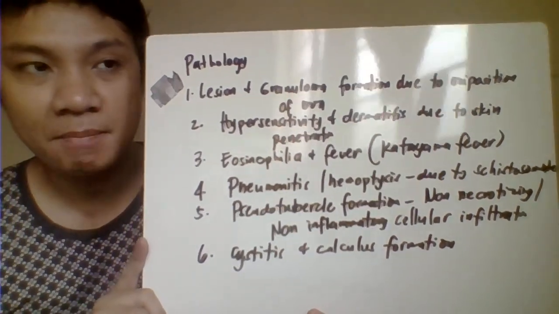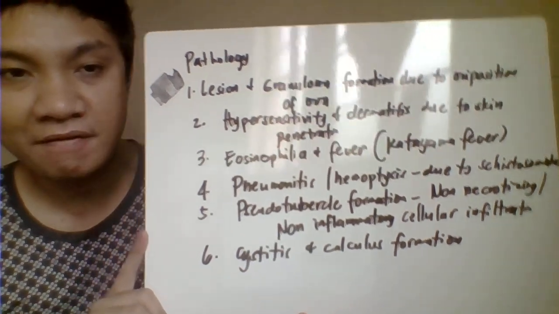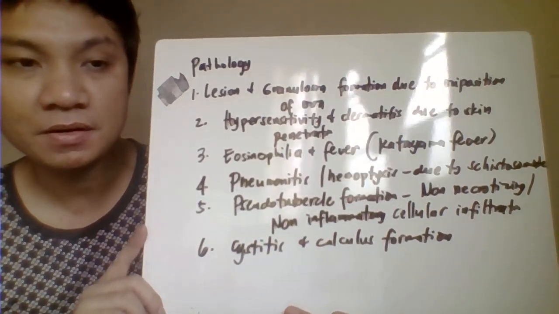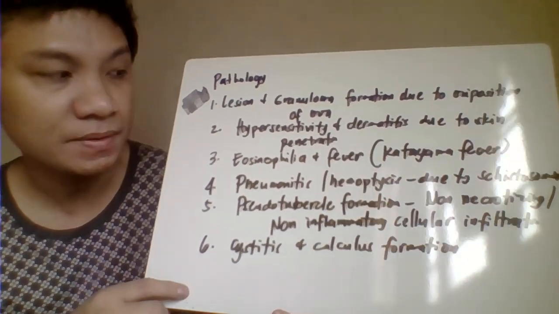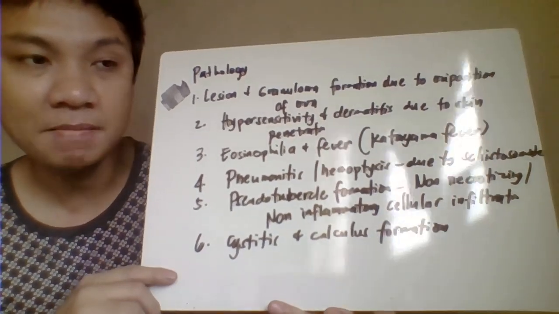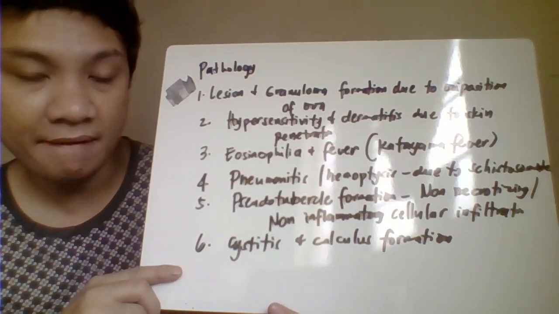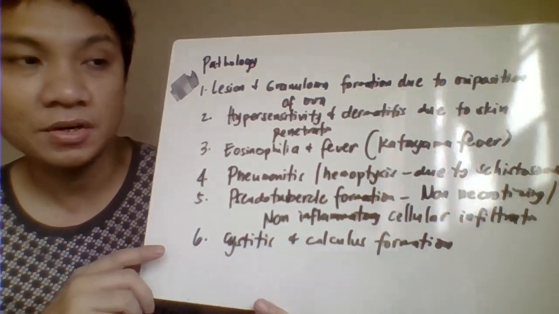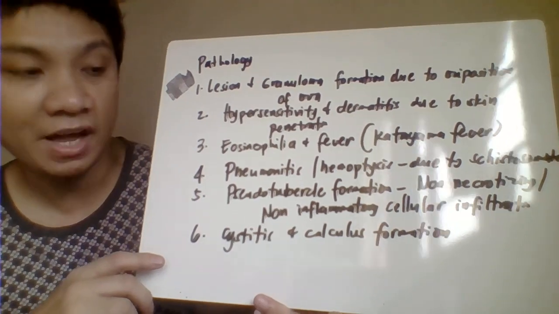Okay, then we have the pathologic manifestations of schistosomal infections. The first one, we have lesions and granuloma formation because of the oviposition of the eggs in the venules. Second one, we have allergic reaction and skin dermatitis because of the skin penetration of the cercaria. Third one, we have eosinophilia, an increased eosinophil count with a fever manifestation in Katayama fever related to Schistosoma japonicum infection.